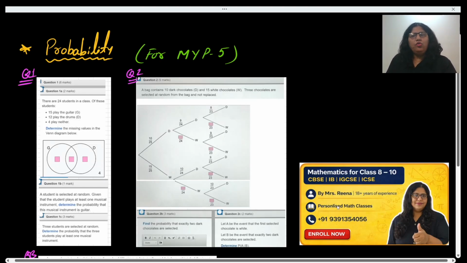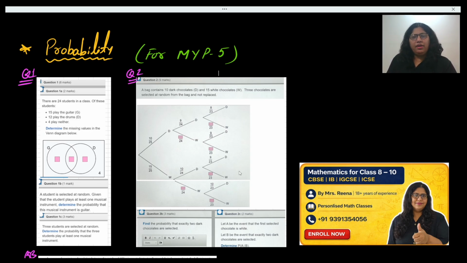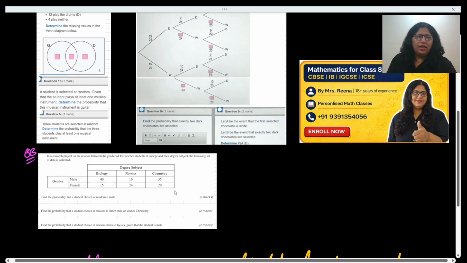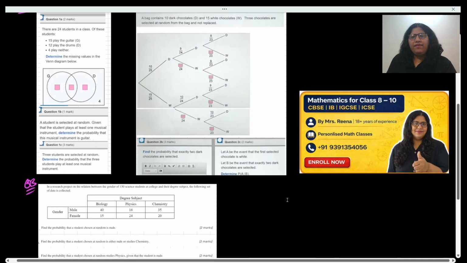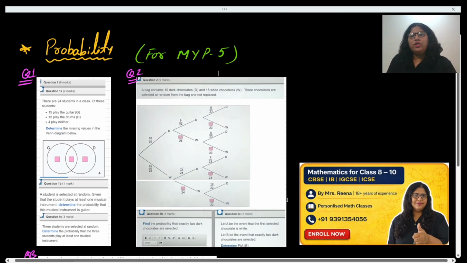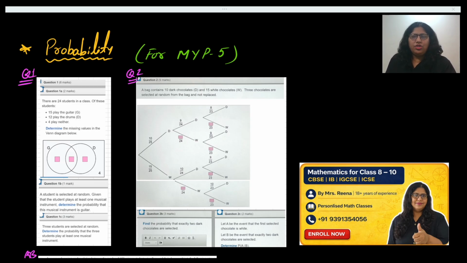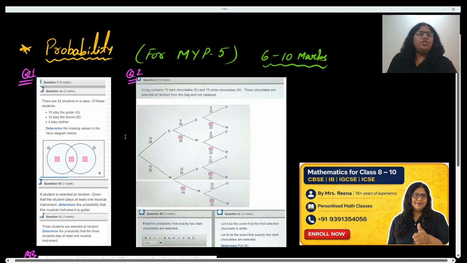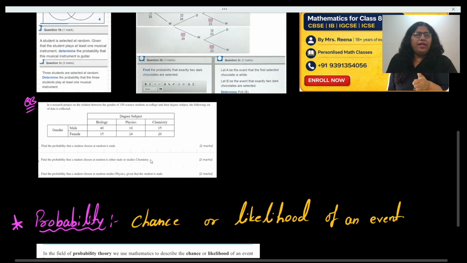Do you wonder how we solve these kinds of probability questions? You will see probability Venn diagram based questions, tree diagram based questions, and conditional probability. Today we are going to discuss how to solve these kinds of questions, because this topic is very scoring. It is weighted 6 to 10 marks, so let us see how we solve them, because it is very easy to score.